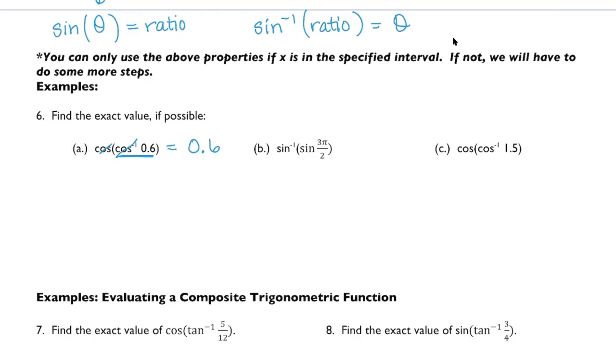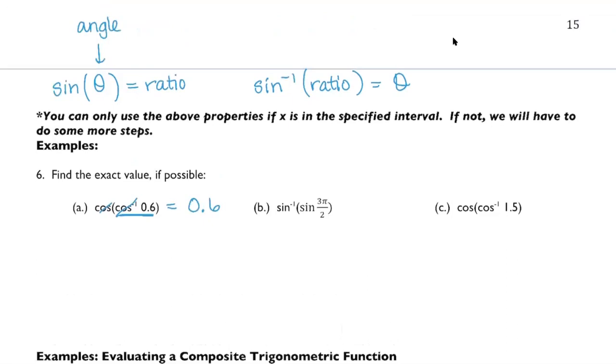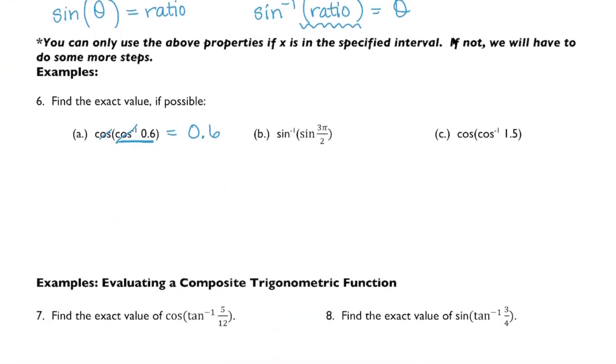Now, the rule for sine inverse is we're doing the sine inverse of a ratio. The ratios have to be between -1 and 1. 3 pi over 2, pi is about 3. That's closer to like 4.5. So that doesn't work. So for this one, since 3 pi over 2 is not in -1 to 1, the property fails.